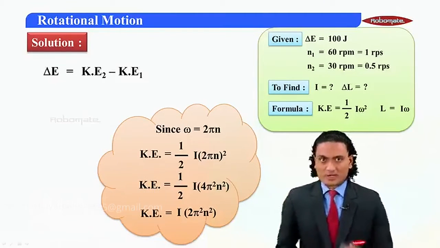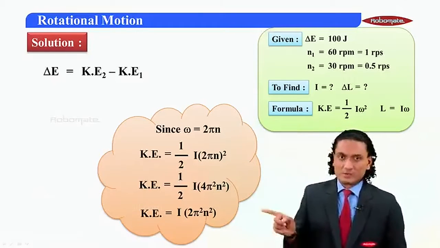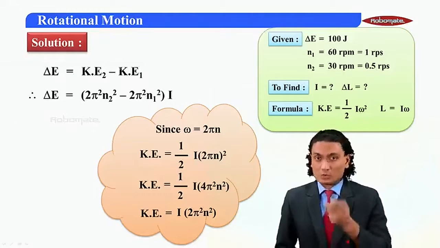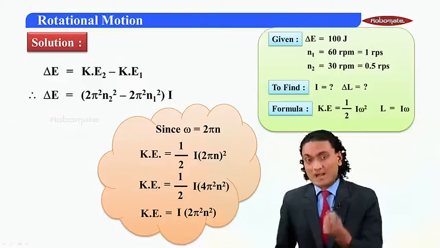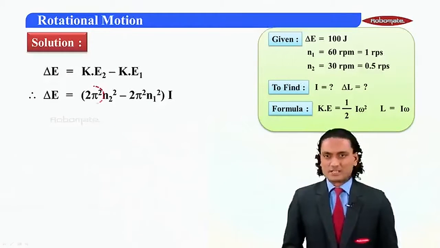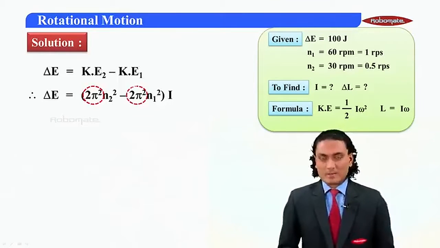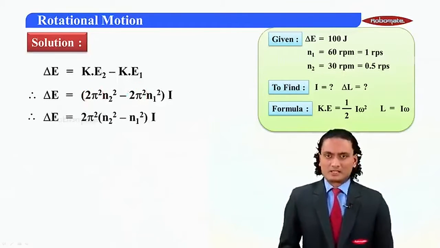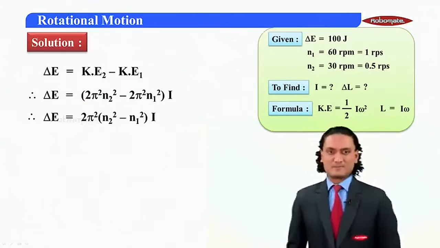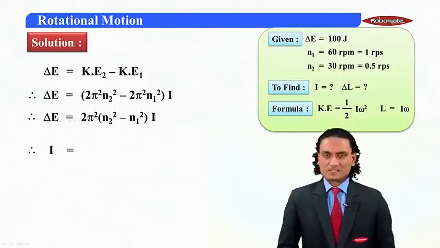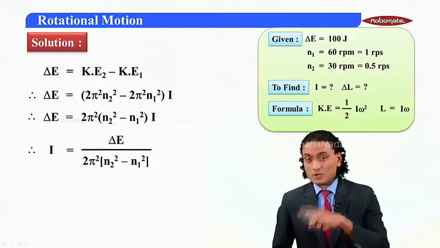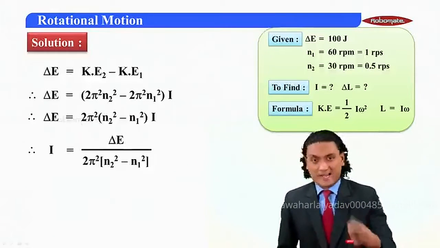So can you calculate change in kinetic energy? Yes. Using this formula, I can write delta E is nothing but 2 pi square n2 square minus 2 pi square n1 square into I. Is that clear? Fine. What is the next step? Next step is, you see that 2 pi square can be pulled out common. So you will get delta E is nothing but 2 pi square into n2 square minus n1 square into I. Next is, we need to calculate I. So I will be delta E upon 2 pi square into n2 square minus n1 square.